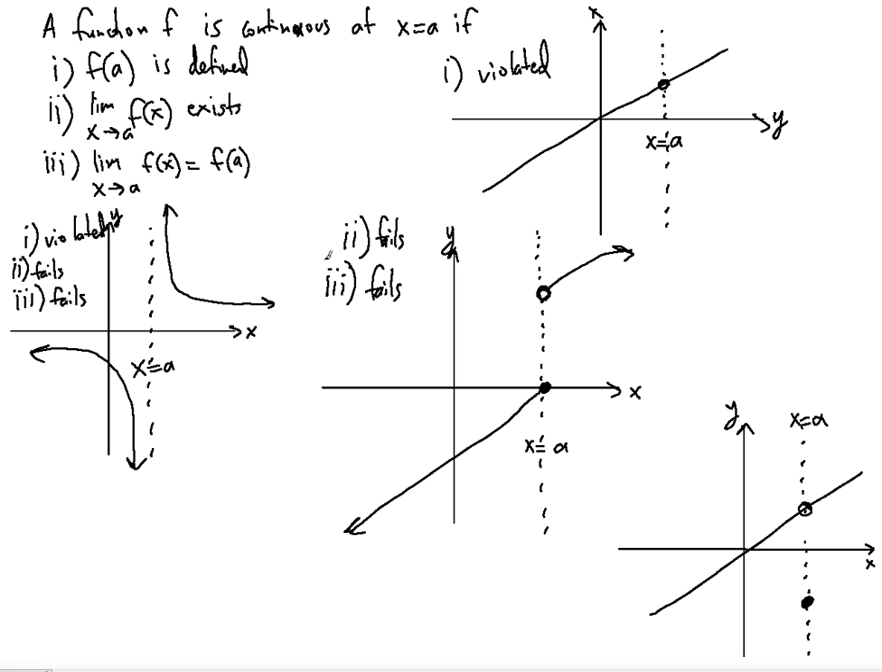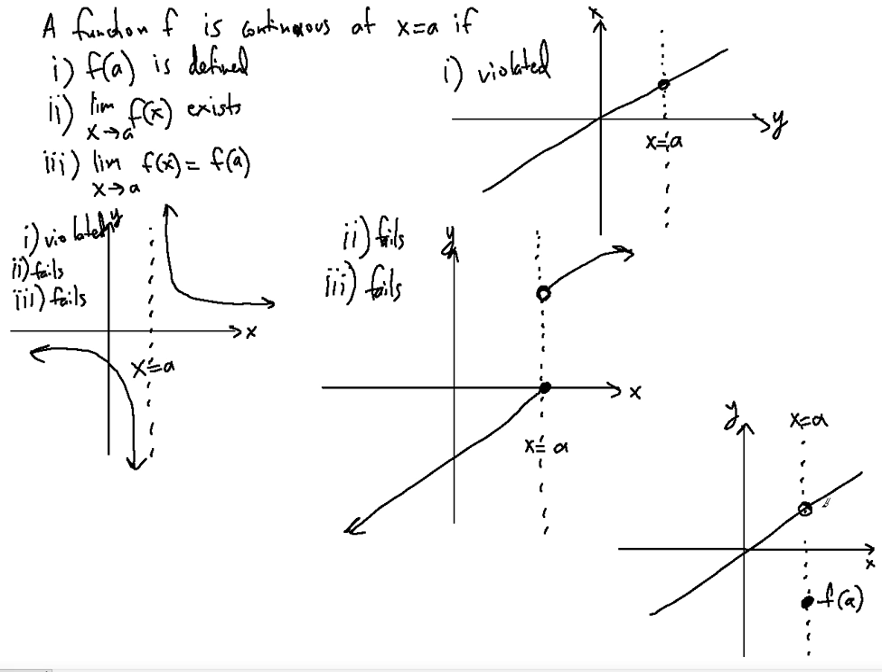So now let's see which conditions for continuity this example fails. The first condition says f of a must be defined. Well, it is defined. This is f of a. So condition 1 holds. The second one says the limit as x approaches a for the function must exist. Well, on both sides of this line x is equal to a, we seem to approach the same value at the hole here. So the limit does exist, so we're not violating condition 2 either.